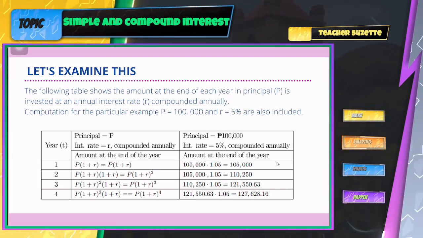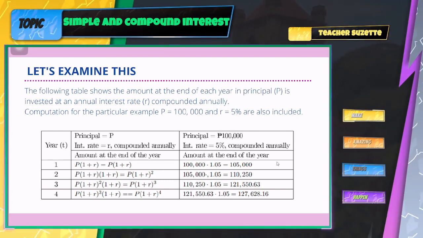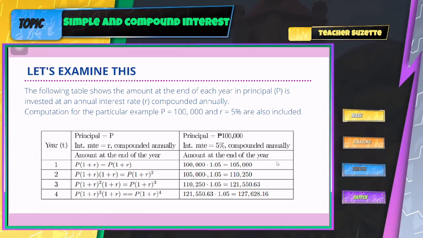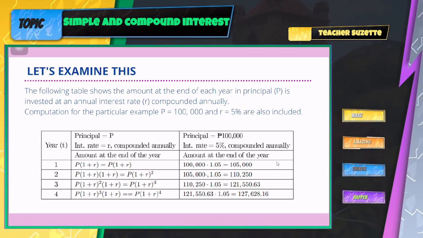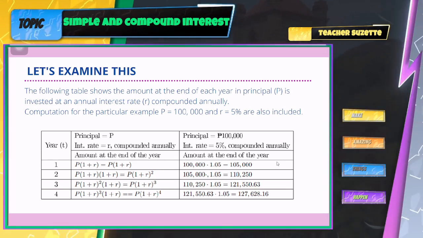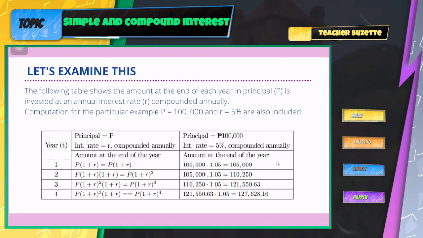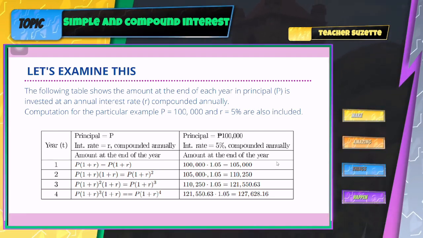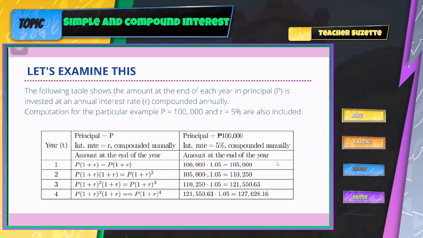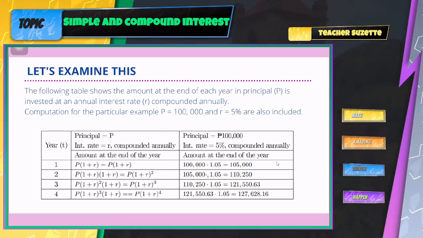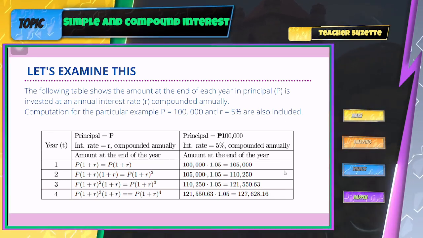So, what can you say about an interest that is compounded annually? You can see that your principal is added with interest at the end of the year, then your future value becomes the new principal or present value on the next succeeding year. So it repeats continuously, you keep adding interest. That is an example of compound interest.